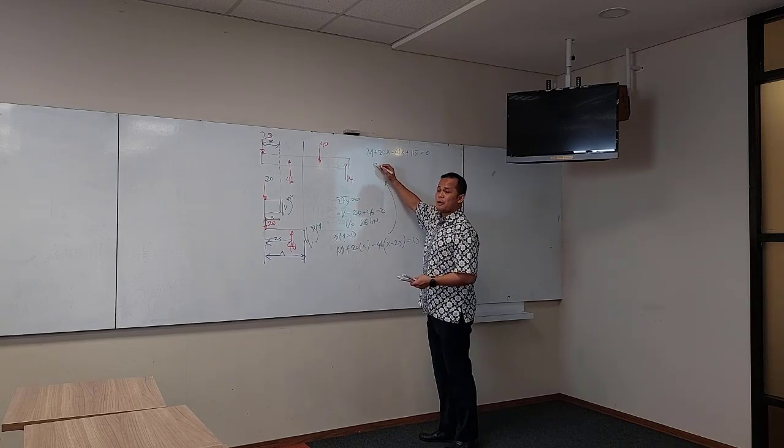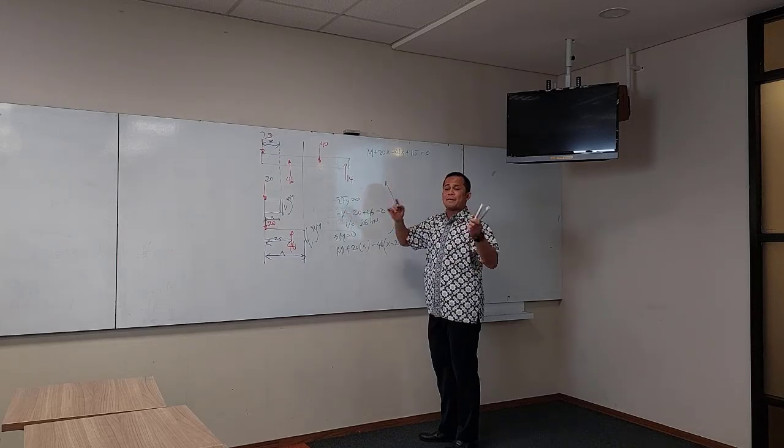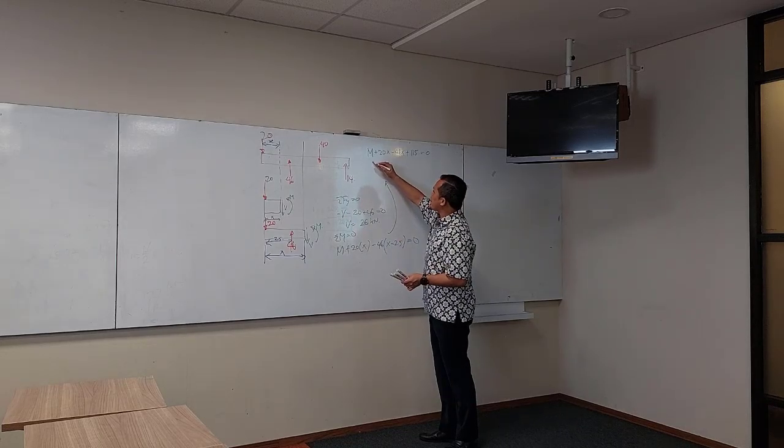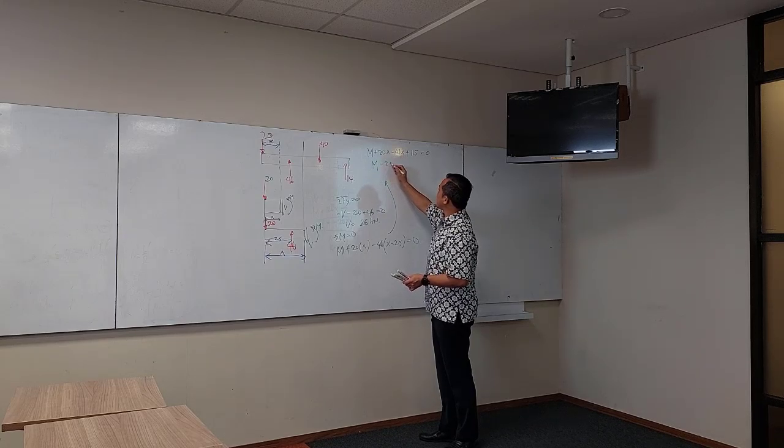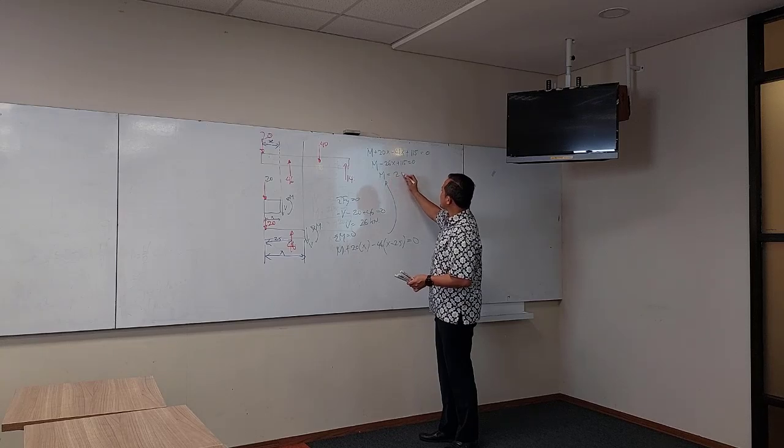Okay. Now I want this equation to become M equal to something. Therefore I will write M. Finish this first. This becomes minus, right? Minus 26x plus 115 equal to 0. Therefore M is equal to 26x minus 115.